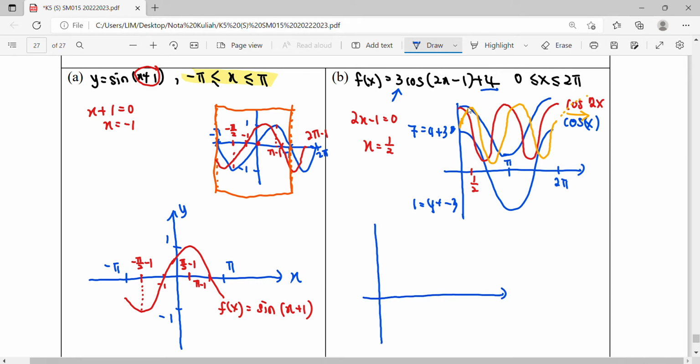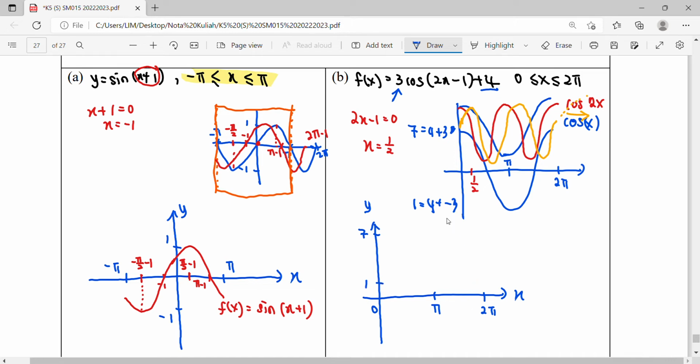So finally, we draw it. This is the x-axis, this is the y-axis. From 0 up to 2 pi. In the middle is pi. So the maximum value, the amplitude, is up to 7. You can see our graph, we already shifted up 4 units. So original 3 goes up to 7. Here the original minimum is negative 3. Shift up 4 units. Move up 4 units. Our minimum value is 1.